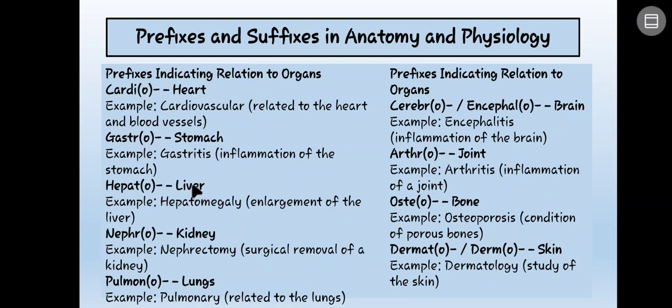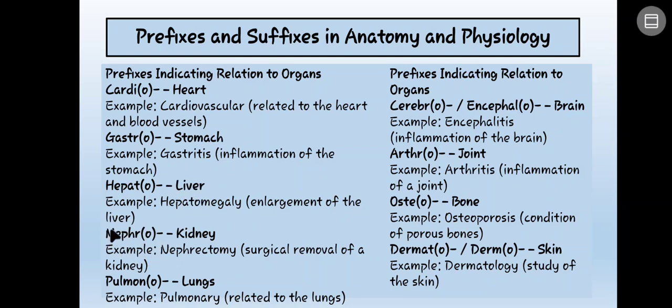Hepato means relating to the liver. For example, if you see hepatomegaly, if you remember, when we were looking at the prefixes and suffixes relating to quantity and size, we mentioned megaly. Megaly means enlargement. So when you see hepatomegaly, it means enlargement of the liver. Hepato means something related to the liver.